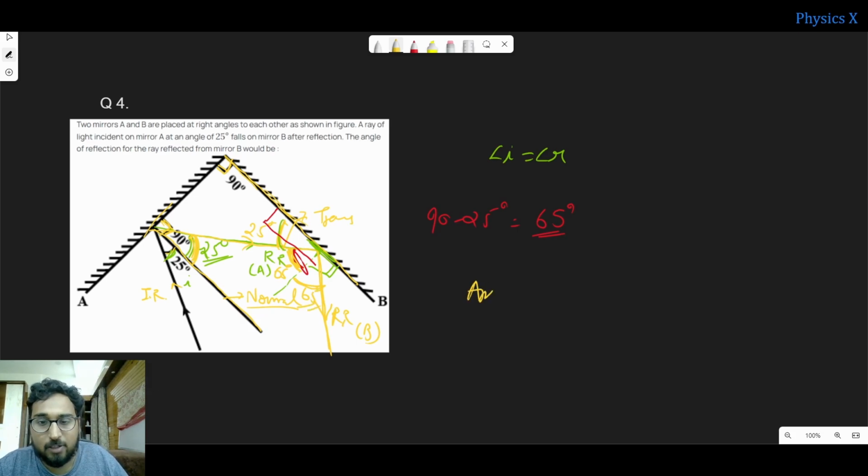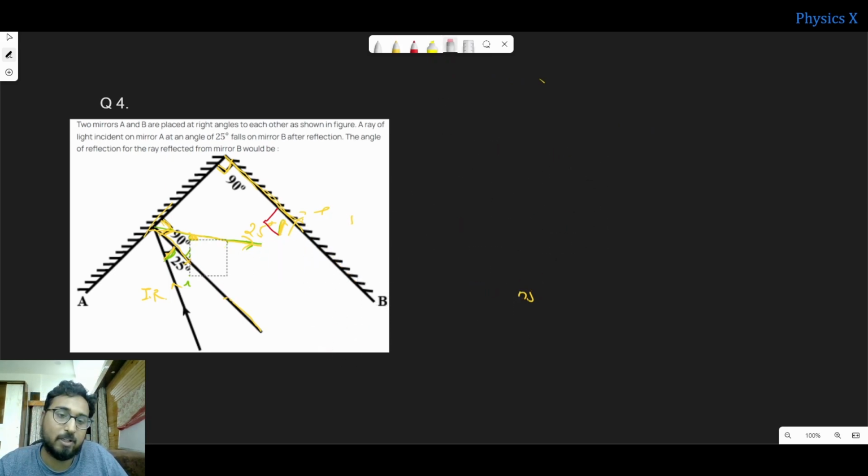So the answer is 65 degrees. This angle is equal to this angle, and this angle is also equal to this angle. So it reduces to geometry only, it becomes equivalent to geometry. By this way you can solve these questions. Now let us move to the next question.